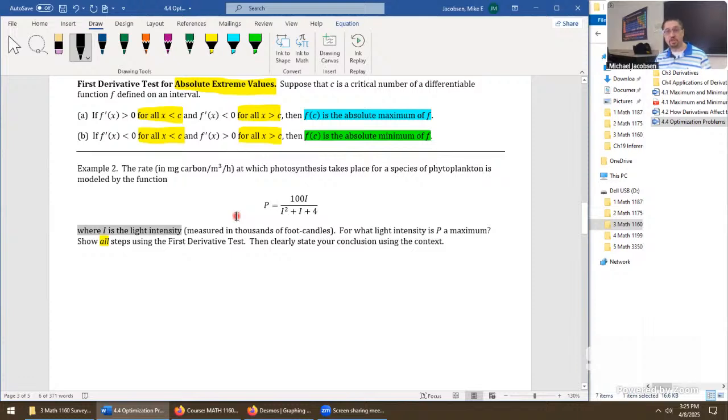Here's a really weird unit. Light intensity can be measured as lumens, I think that's how a lot of people usually hear it, or in thousands of foot candles. Really weird unit, but it's a real one, I assure you. I Googled it before bringing this problem in. So we're wondering, if you're the head experimenter in charge of this, you've got a fish tank of phytoplankton, how intensely do you turn on the lights to maximize the rate of photosynthesis? They set it as, for what light intensity, I, is P, the photosynthesis rate for the phytoplankton, maximized.